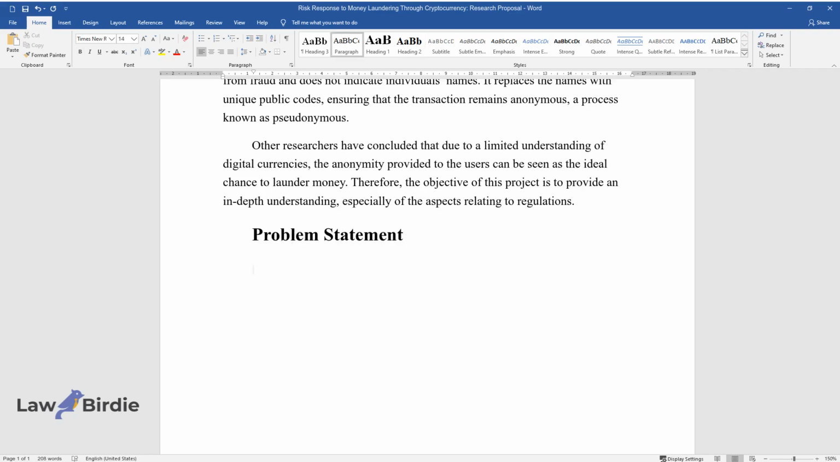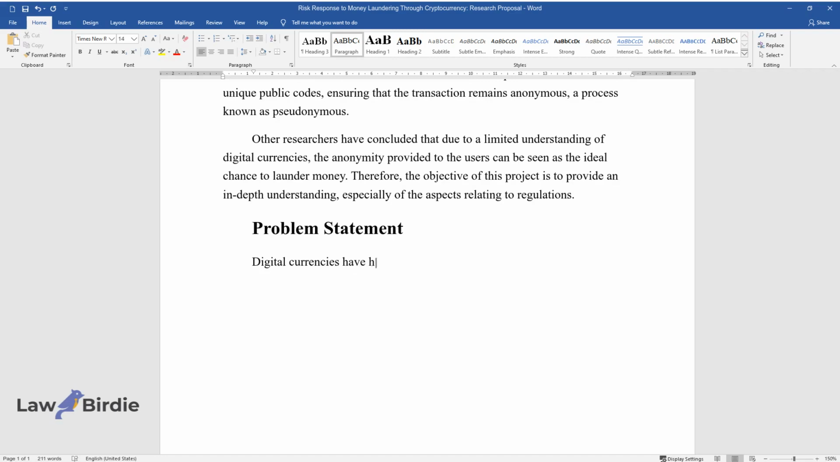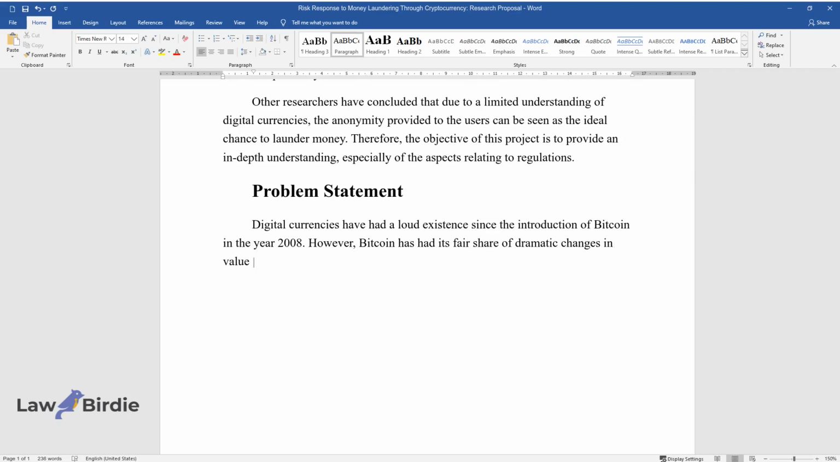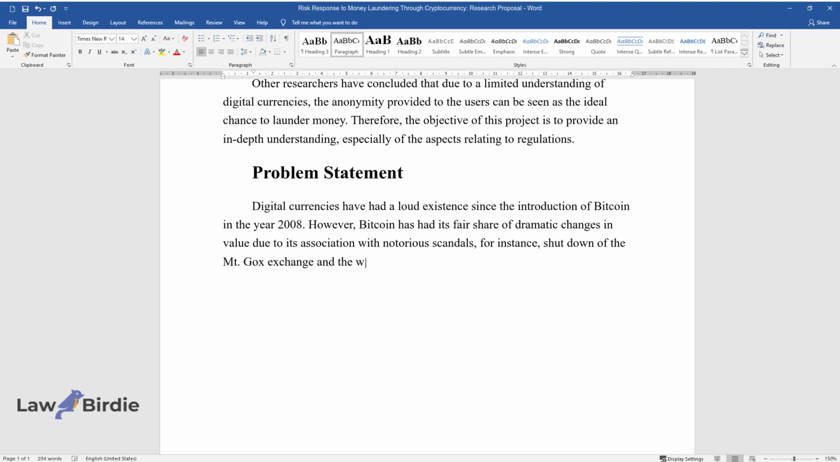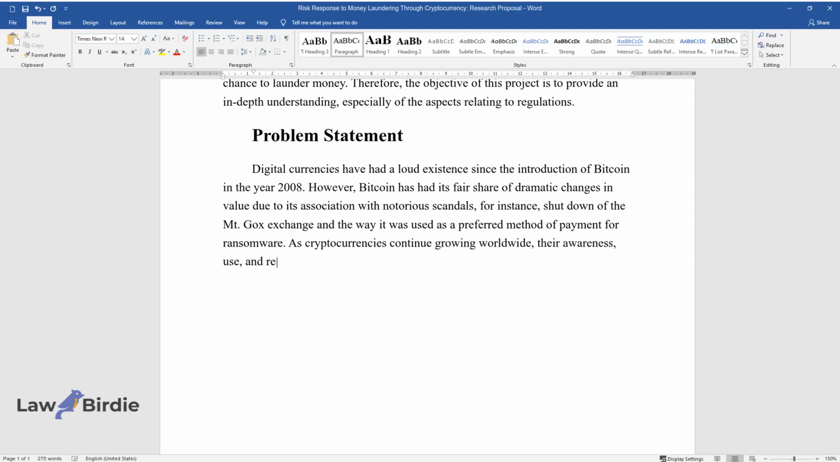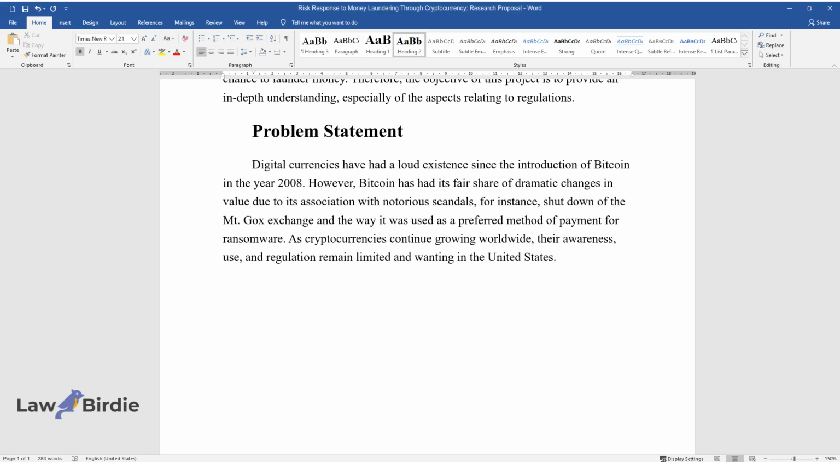Problem statement. Digital currencies have had a loud existence since the introduction of Bitcoin in the year 2008. However, Bitcoin has had its fair share of dramatic changes in value due to its association with notorious scandals, for instance, shutdown of the Mt. Gox exchange and the way it was used as a preferred method of payment for ransomware. As cryptocurrencies continue growing worldwide, their awareness, use, and regulation remain limited and wanting in the United States.